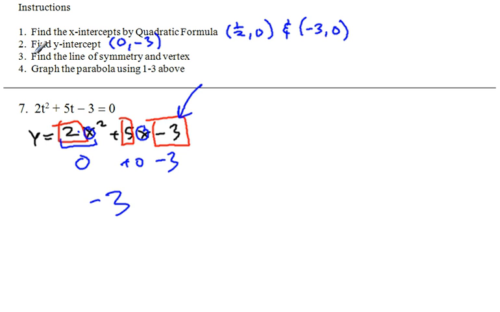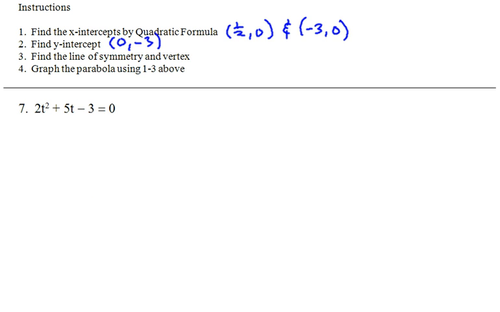Next up, part 3, find the line of symmetry, and then the vertex from that. Fine. Let me erase this stuff here. You need to know the equation for the line of symmetry. The line of symmetry is x equals -b over 2a, and we already have our a and b values.